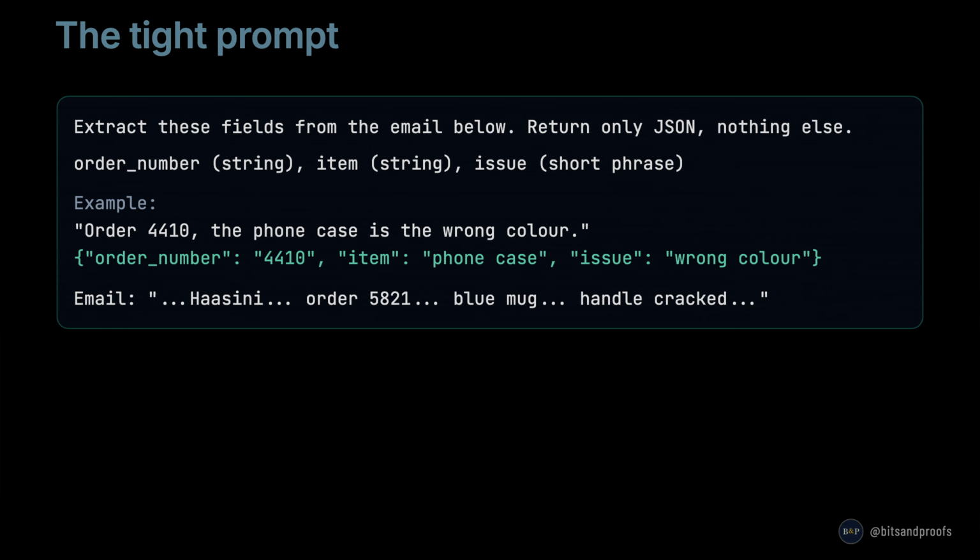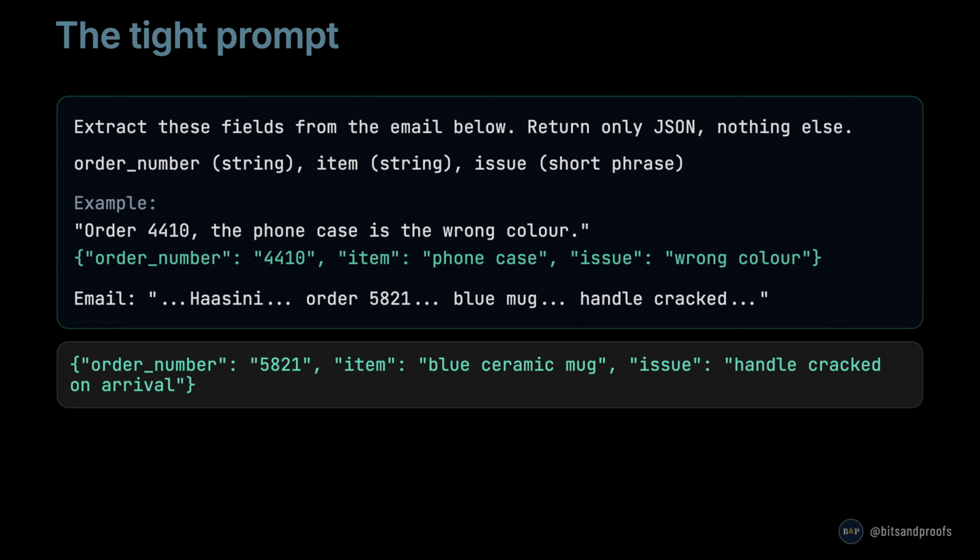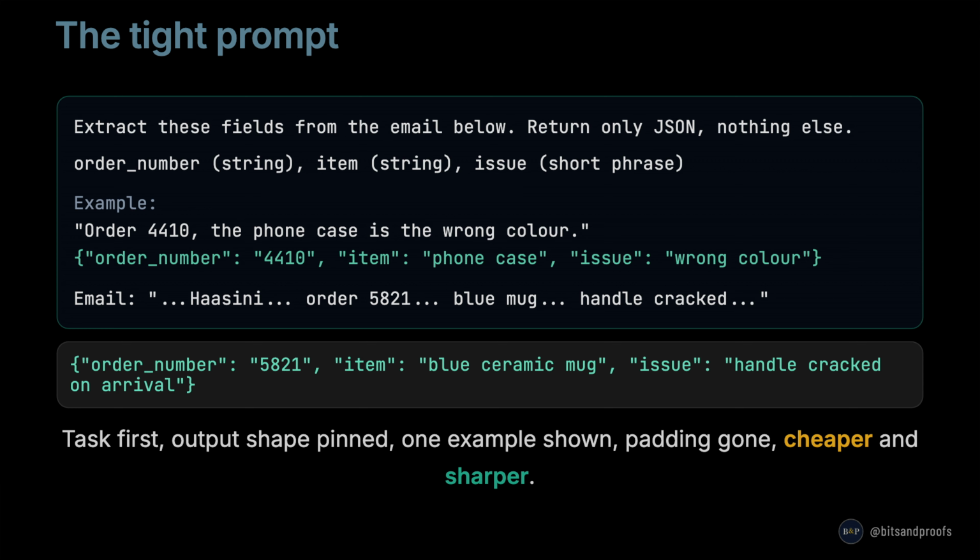Here is the tight version. The task comes first. The output shape is pinned down. Return only JSON with these 3 fields. One short example shows the pattern instead of describing it. And all the padding is gone. Now the answer comes back clean and parsable. Order 5821, blue ceramic mug, handle cracked on arrival. Every single time. Same task, a fraction of the tokens, and a reliable result. Cheaper and sharper, straight from the 7 habits we just covered.